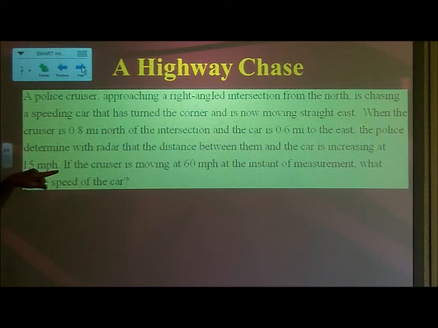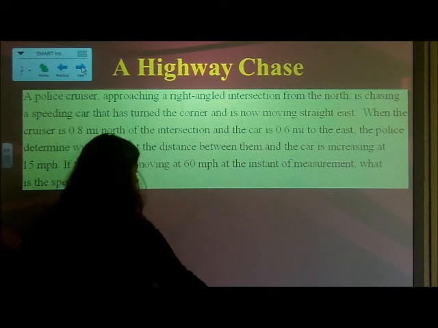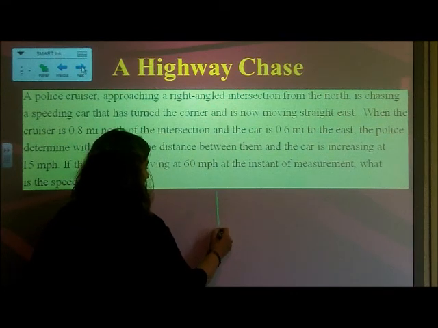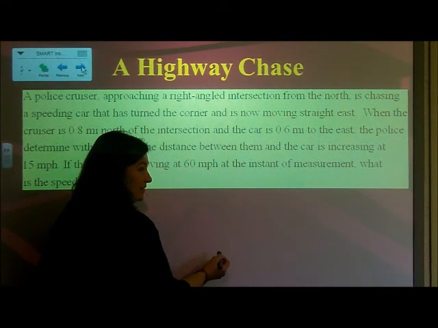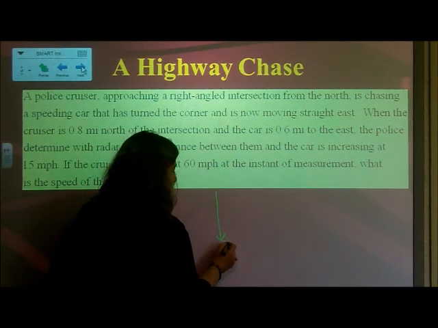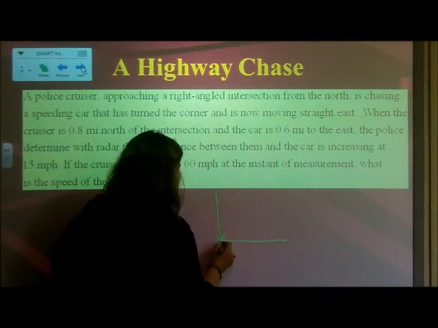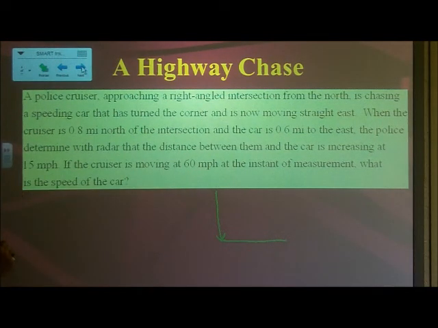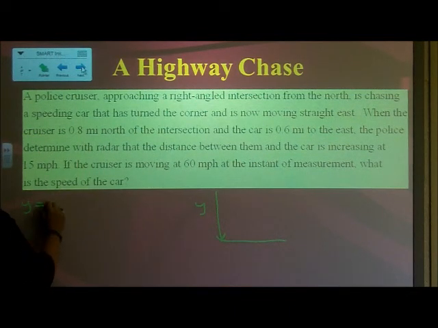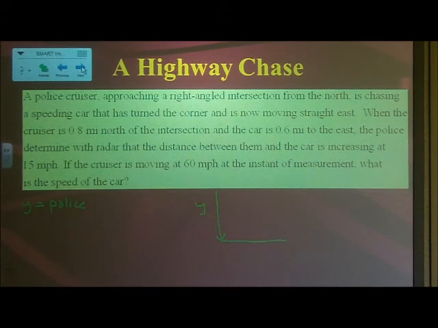So a police cruiser approaching a right-angled intersection from the north. Let's draw it. He's coming from the north, right? So he's going this way, approaching our right angle. Here's our right angle. Here's our police cruiser, and I labeled this Y. So this is how I would start. Y is the police. It's really good to just start right away with your drawing. There's my police cruiser going down.